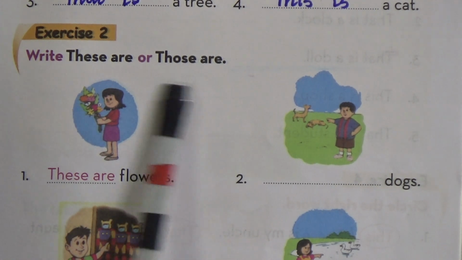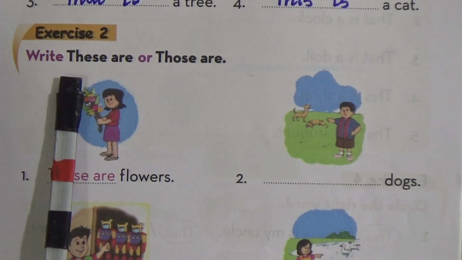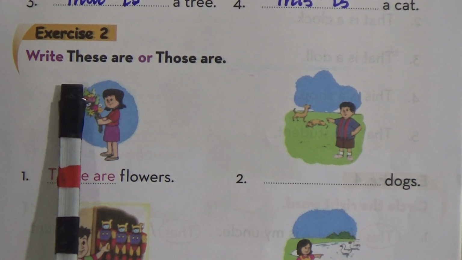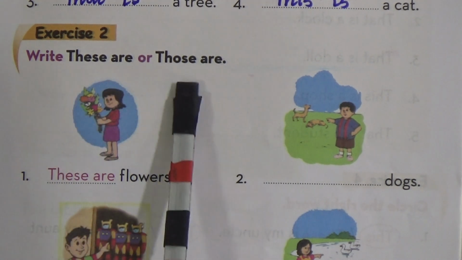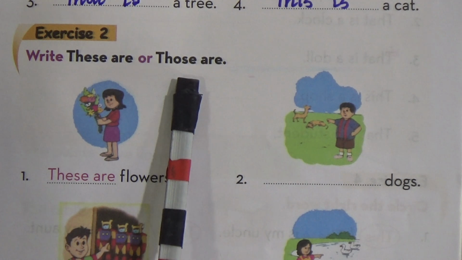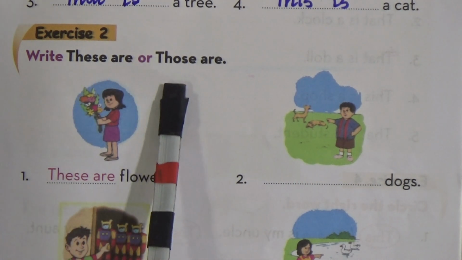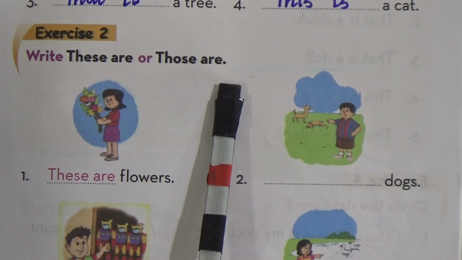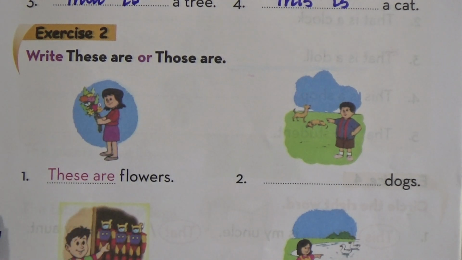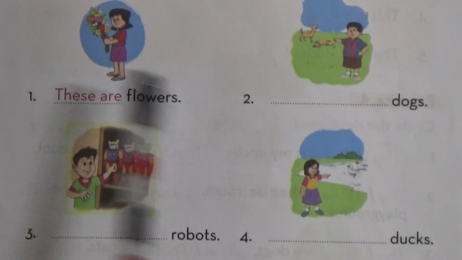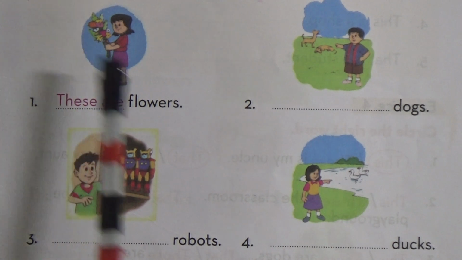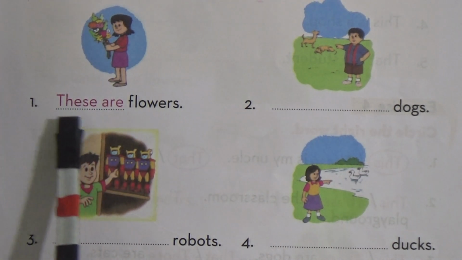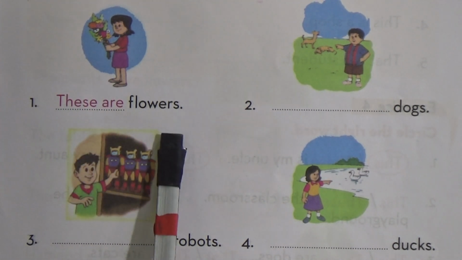Can you remember when we will use these are? Yes, when the things are near to us. And when the things are far away from us, at that time we will use those are. Okay? So number 1. Here we see flowers and they are near to the girl. So we write these are flowers.